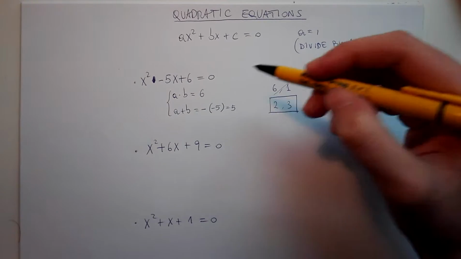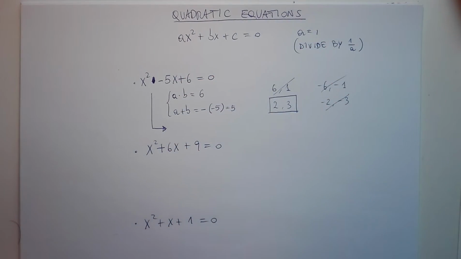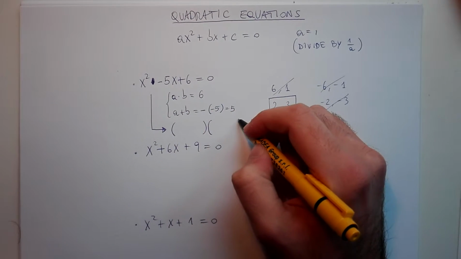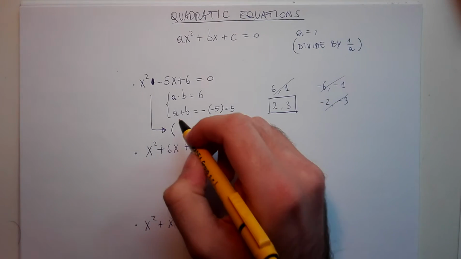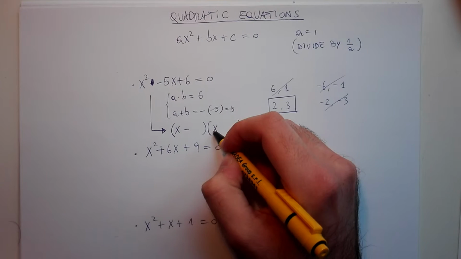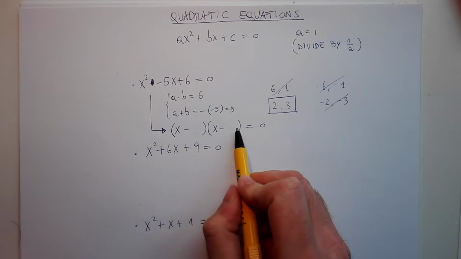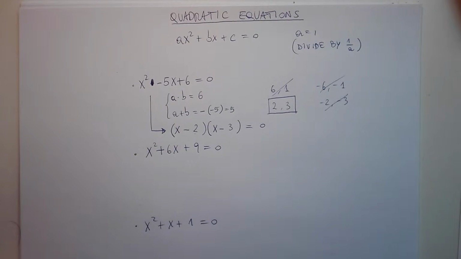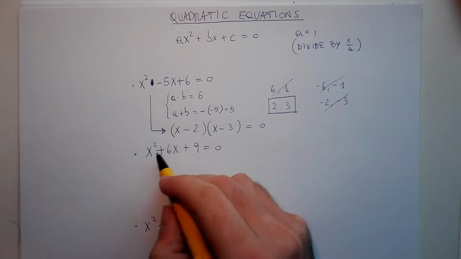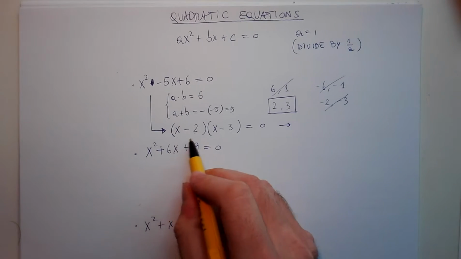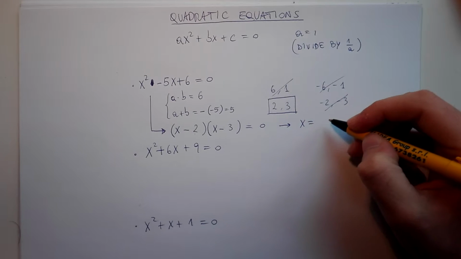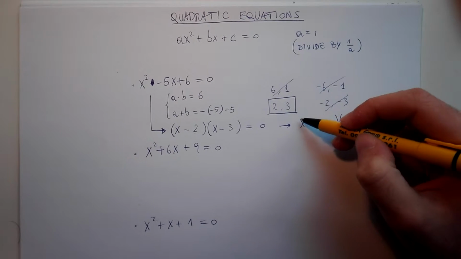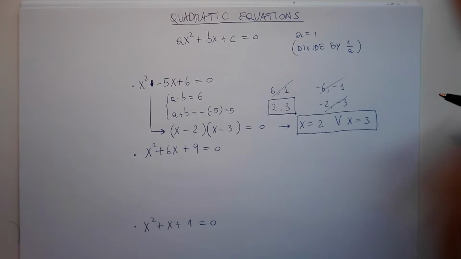Now, once we found these two numbers, we can write this polynomial as the product of two factors equals 0. So we write x minus, and here we write the two numbers that we found, so 2 and 3. Once we've done this it is easy to solve, because we immediately see that the solutions are x equals 2 or x equals 3, as we would have found using the formula with the delta.